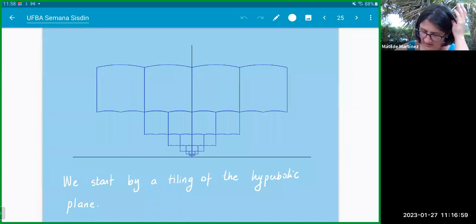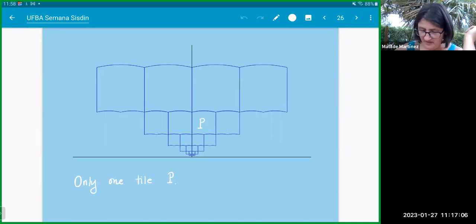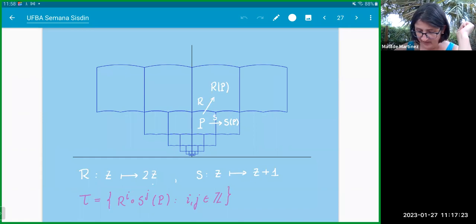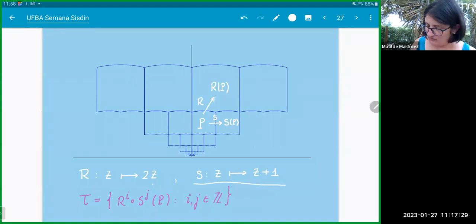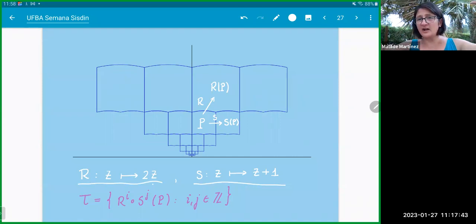So I will start with this tiling of the hyperbolic plane. This tiling is due to Penrose. So this construction by Penrose is as follows. There is only one tile P. In fact, all these shapes are isometric in the hyperbolic plane. So then what he does is, first he applies this translation. So he moves the original tile P to the left and to the right. And he has a line of tiles. And then he applies this translation and he moves this line upwards and downwards. And he gets this tiling.